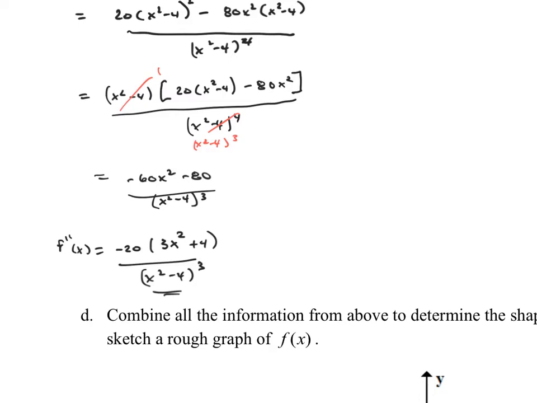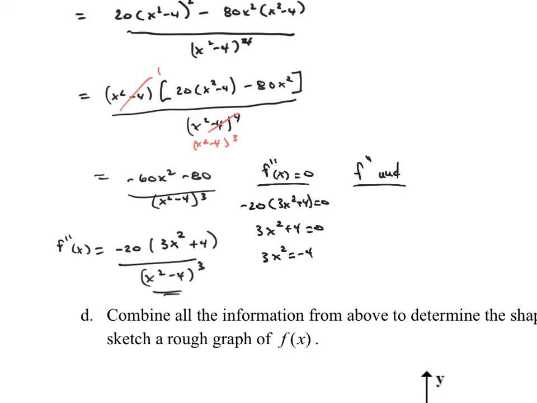We're not done yet. We need when the second derivative is equal to 0 and when that second derivative is undefined. So the second derivative is equal to 0 when the numerator equals 0. So that'd be negative 20 times 3x squared plus 4 equals 0. Divide both sides by negative 20 would be 3x squared plus 4 equals 0. Subtract 4, I'd have 3x squared equals negative 4. Divide by 3, I'd have x squared equals negative 4/3. But that can't happen because a number squared can't be negative. So there's no point where the second derivative is 0.